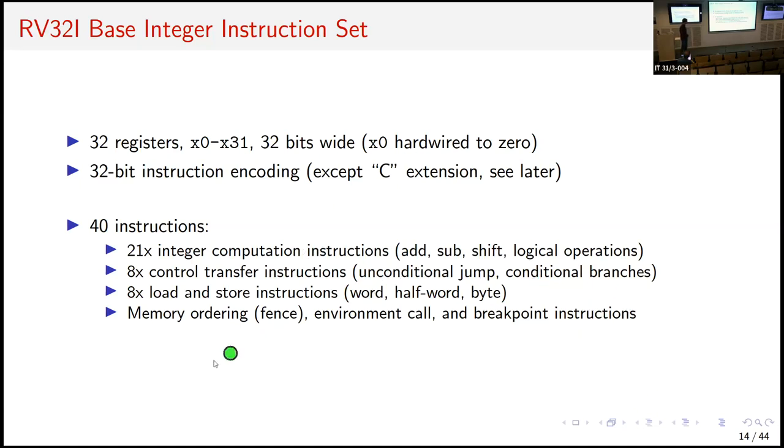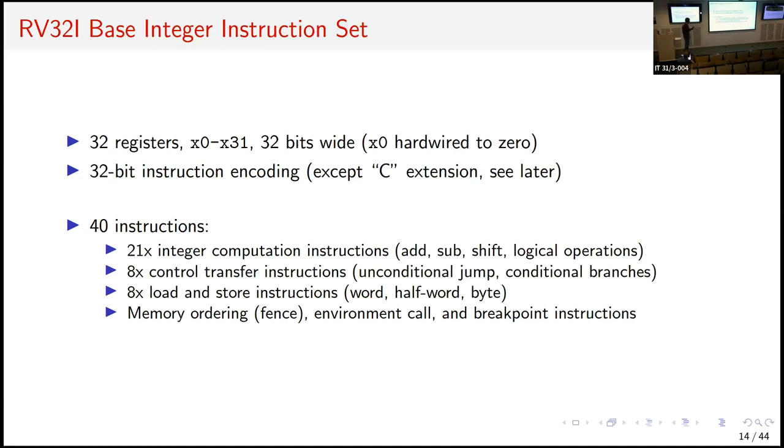You have load and store. So we remember RISC-V is a load store architecture. So we have that separated between the register operations and the load store instructions. So we have 8 load and store instructions for words, so 32 bit, for half words, so 16 bit, and for bytes, so 8 bit. And we have 4 additional, so memory ordering, environment call and breakpoint instruction. Sorry, 3, of course. And that's it.